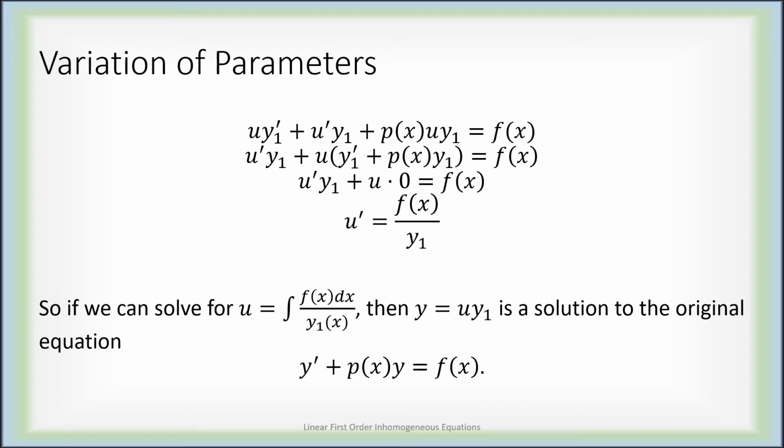So we've broken down the process into: first solve the complementary homogeneous equation, and then try to do this integration here. And if you can do that as well, then u times y1 will be a solution to the equation you began with. This technique is called the variation of parameters.